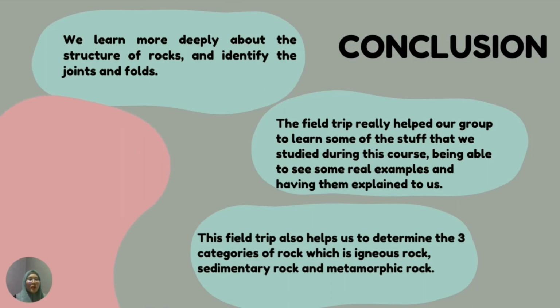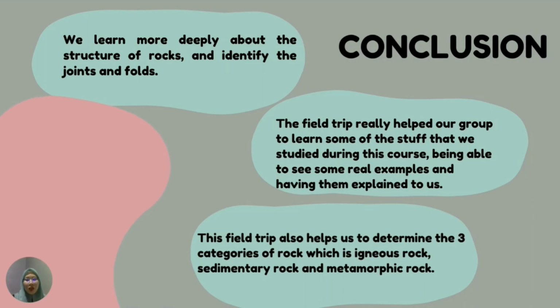Okay, in conclusion, we can learn more deeply about the structure of rocks and identify the joints and folds. From these site visits, we also learn more about the rock types, geology structure, and orientation that strongly control rock slope stability. They are required to acquire a true understanding of these parameters mentioned.